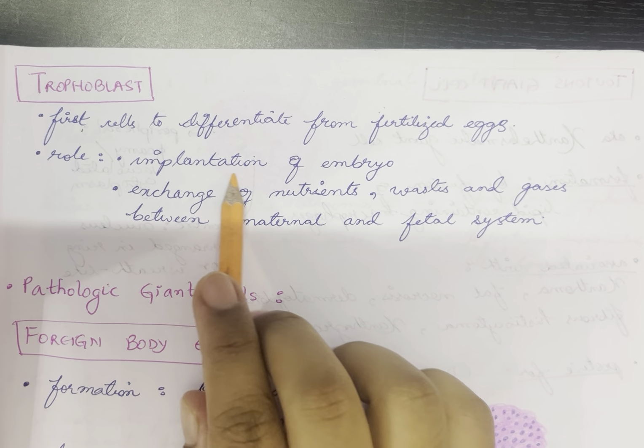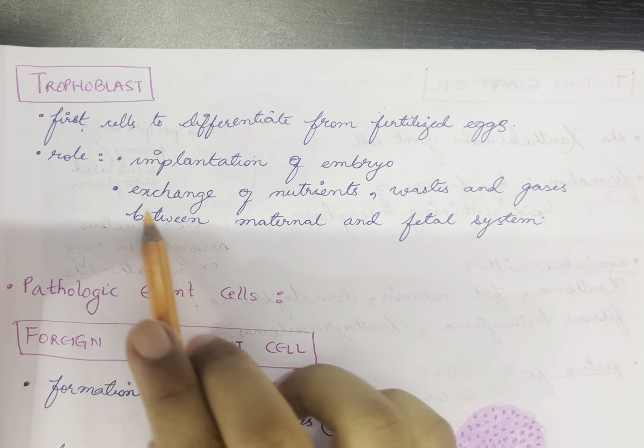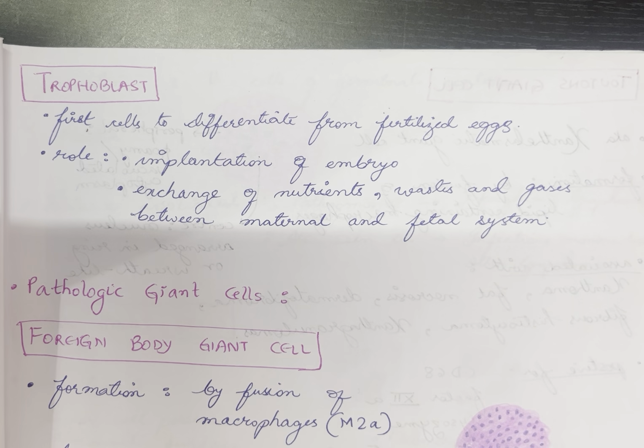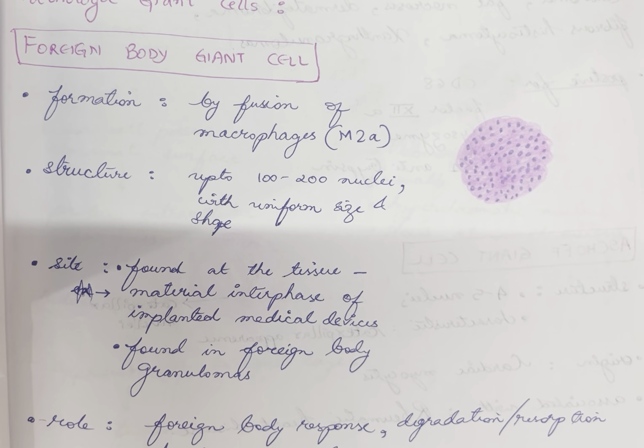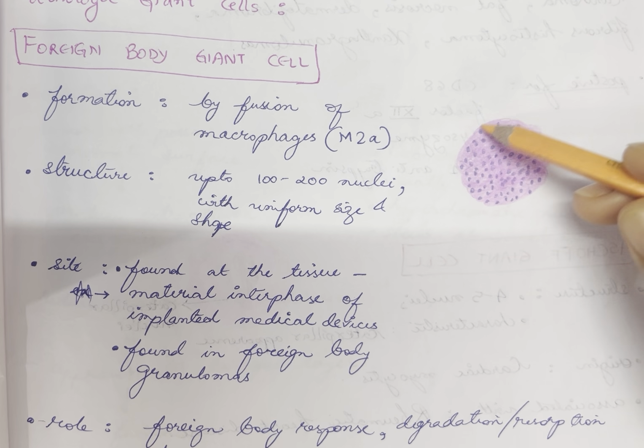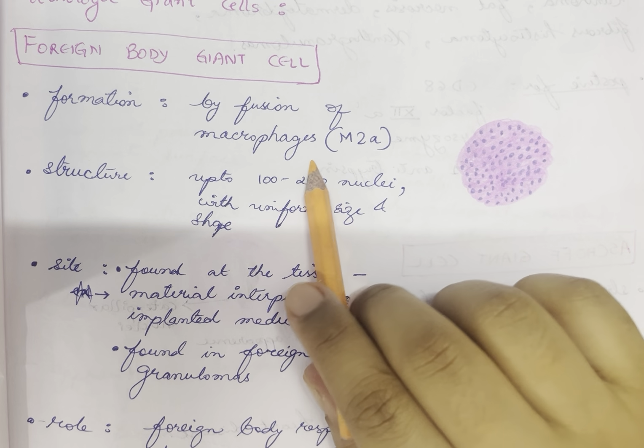The role is in implantation of the embryo, exchange of nutrients, waste and gases between maternal and fetal system. Then we come to pathologic giant cells. The first is foreign body giant cell. This is a foreign body giant cell. It is formed by the fusion of macrophages M2A.